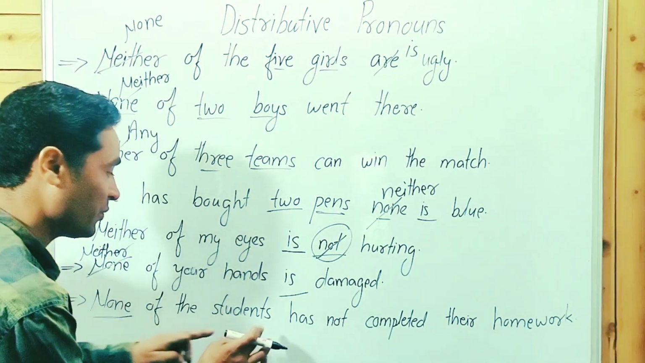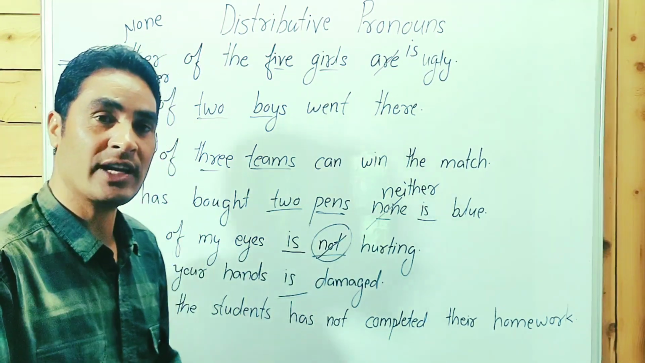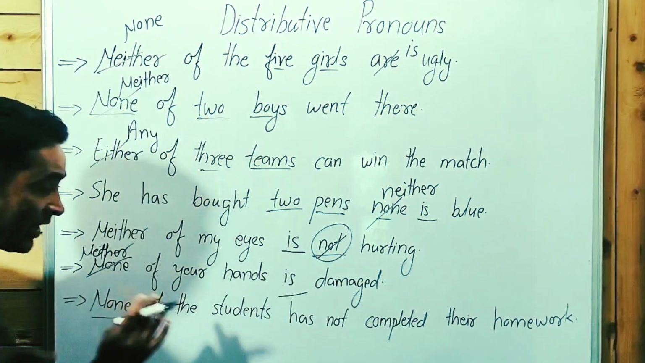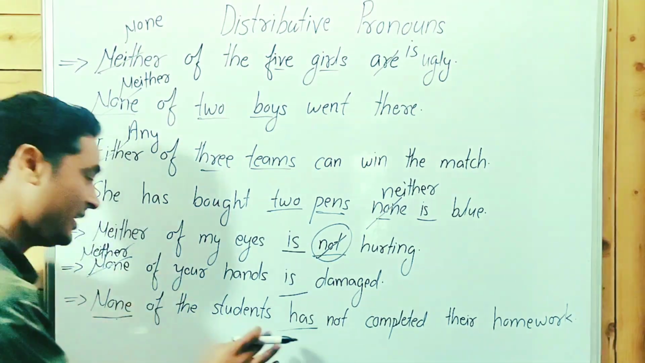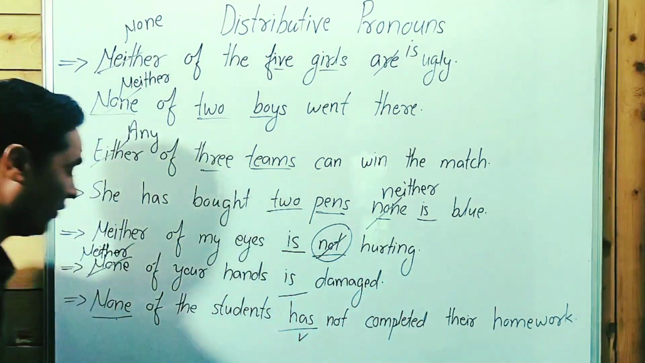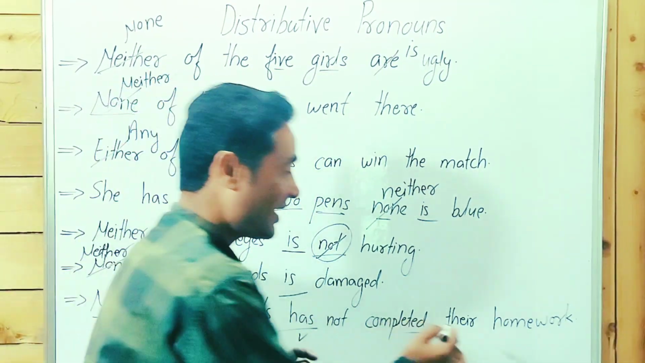None of the students: suppose there are 5 students, or 10 students. We are talking about 3 or more students. None of the students has a singular verb. None takes a singular verb. The verb is correct over here. None of the students has not completed their homework.